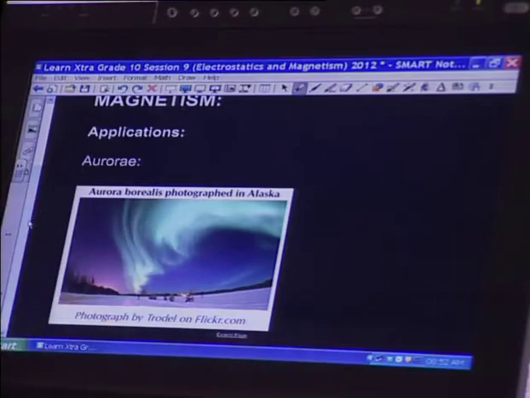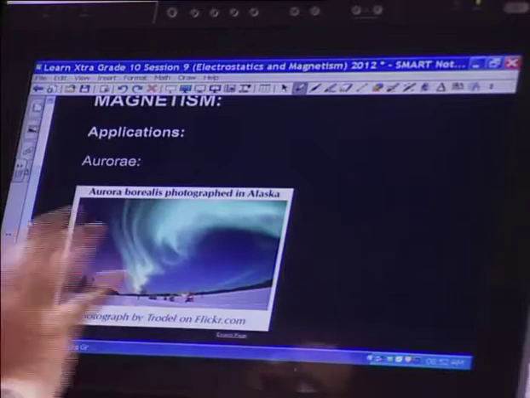Now, this is in Alaska, so this is northern hemisphere, and it's generally green or blue, sometimes a little bit of orange or red, but you can only see them there because of the way the Earth is tilted and its distance from the sun. Okay, so it's actually a really beautiful application of it.